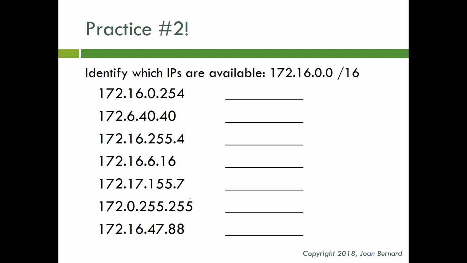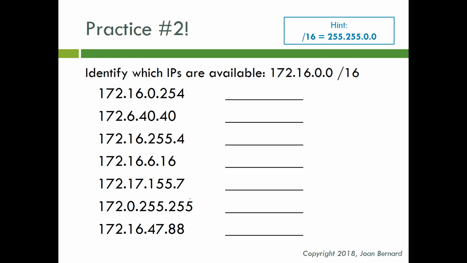All right, more practice. Now let's identify which IPs are available in the 172.16.0.0/16 network. Again, here's a hint. The dotted decimal subnet mask is 255.255.0.0. That means that in order to be in this network, the IP address must start with 172.16. Ready, set, pause the video. When you return, I will reveal the answers.